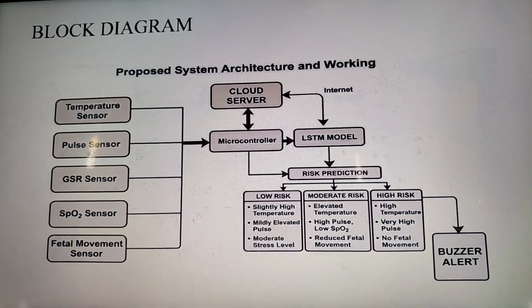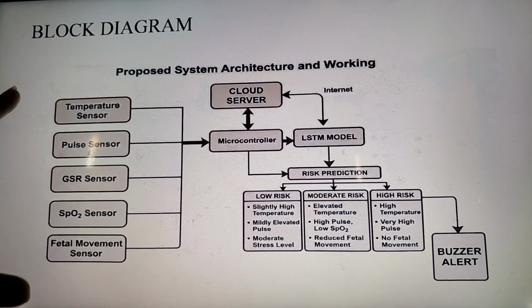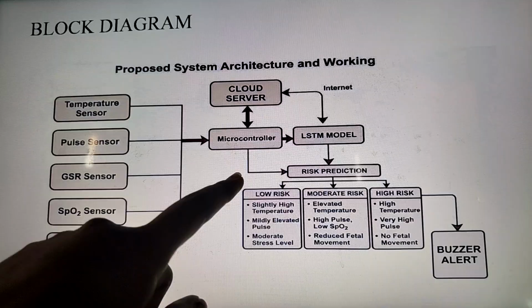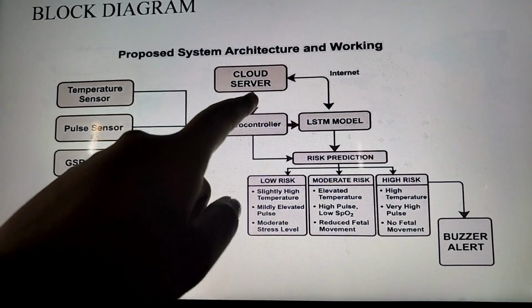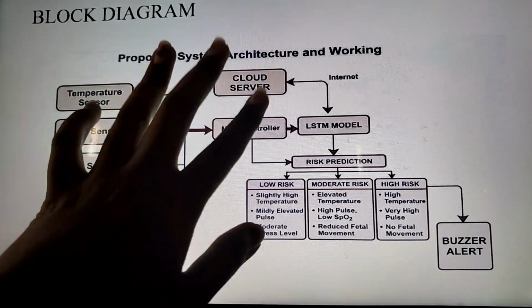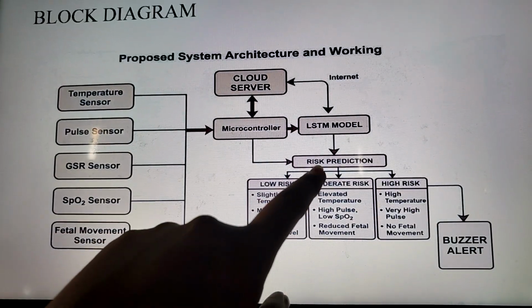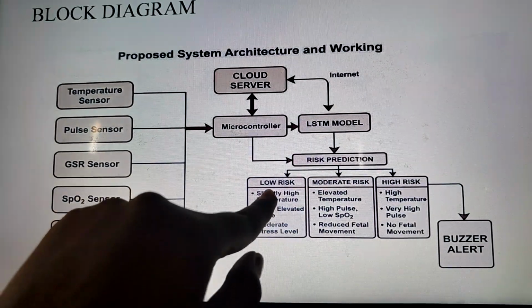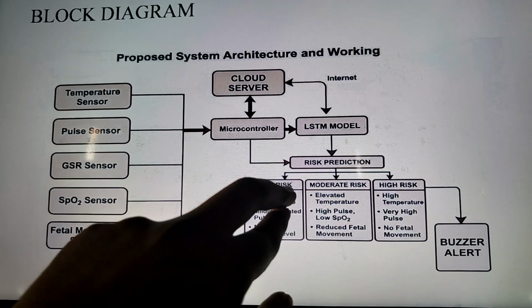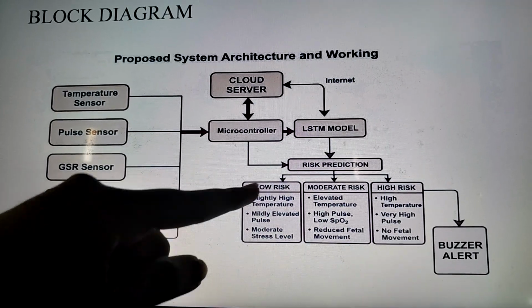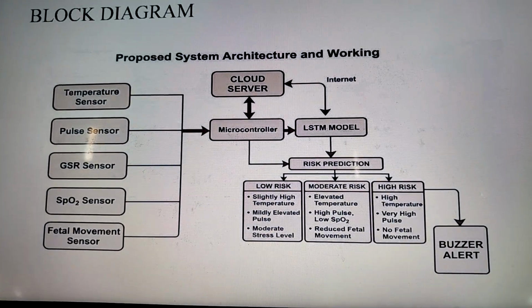This is the block diagram of the proposed system, where the sensors are connected to the microcontroller. Cloud is integrated, it handles everything above, and the LSTM model is used to predict the risk. And this is again the classification into low, moderate, and high, also mentioning the sensors and the buzzer alert.